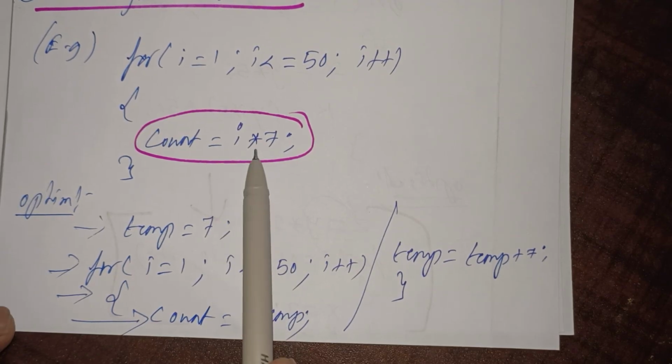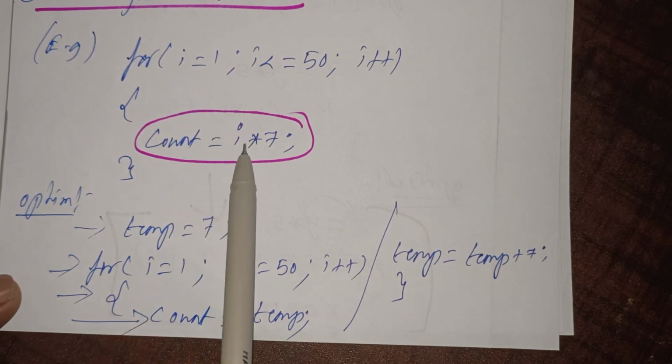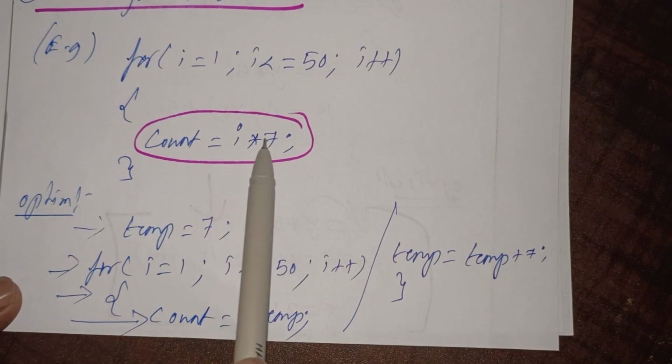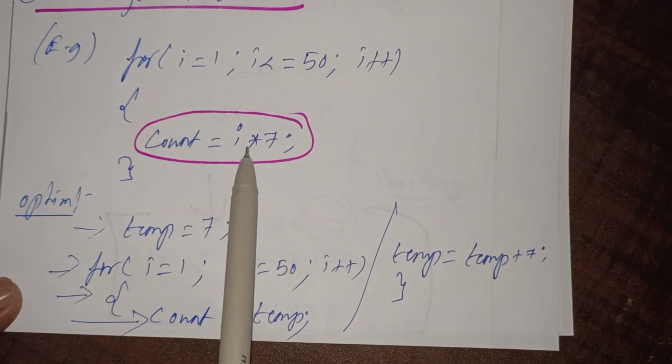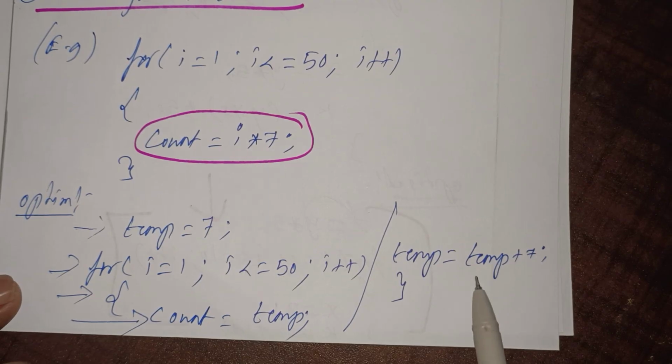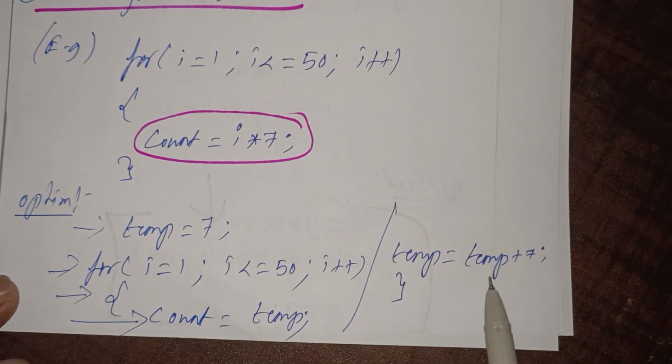Got it? So i is initially 1 here. Then i is incremented by 1, so 2 into 7 is 14. Again 3 into 7 is 21. It will keep on doing it. Instead of the asterisk, I did the same process by using this plus.